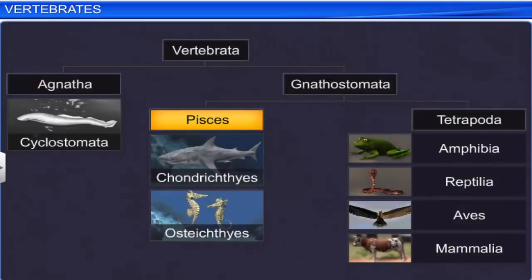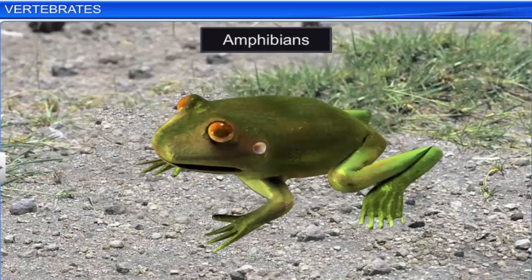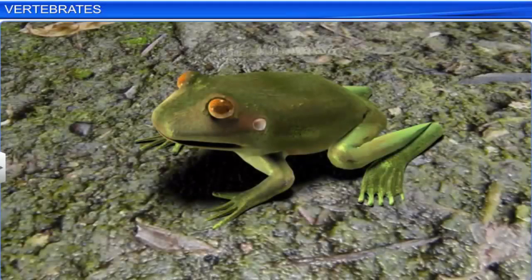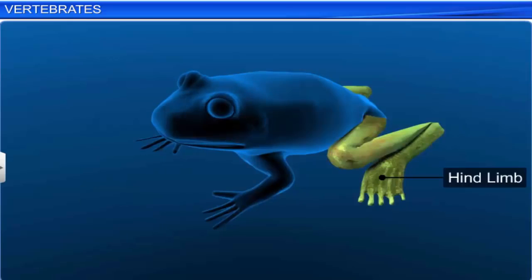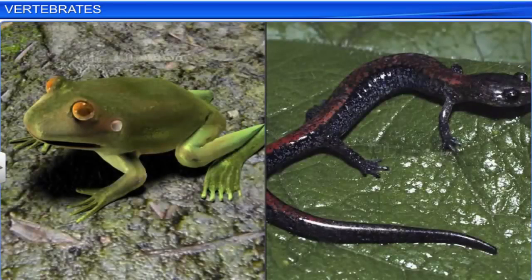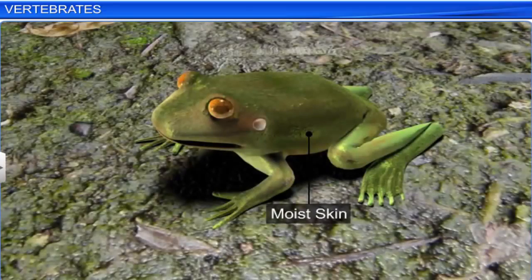The remaining 4 classes are placed under the superclass Tetrapoda, which means animals with limbs. Amphibians are adapted to aquatic as well as terrestrial habitats. Their body is divided into a head and trunk. While most of them have 2 pairs of limbs, some don't have a tail while others do. Their skin is always moist and lacks scales.